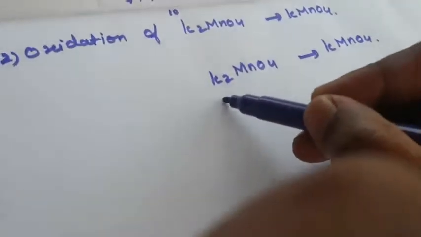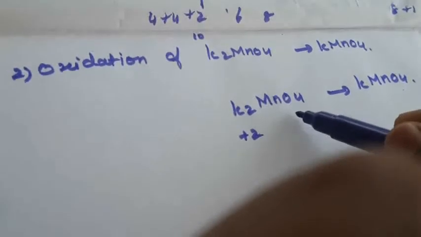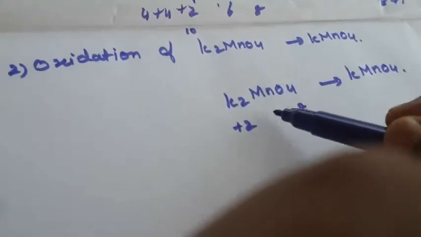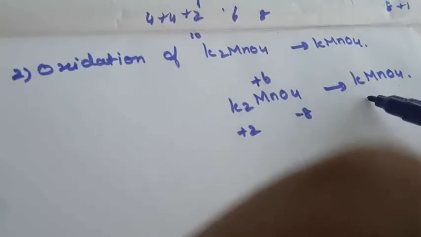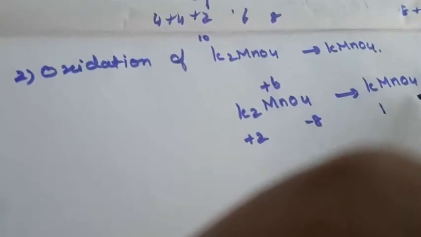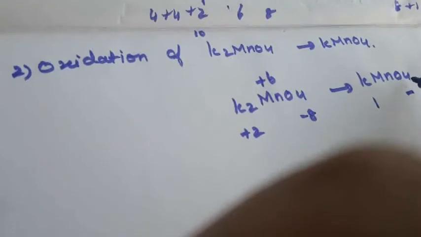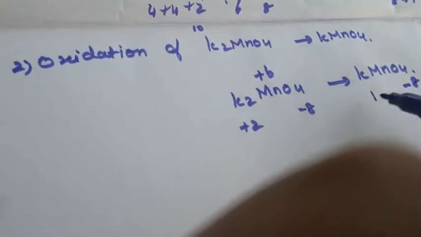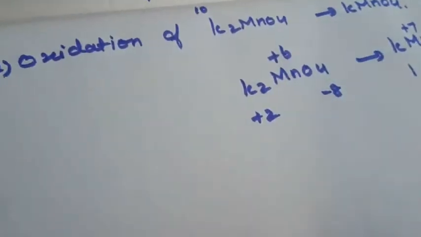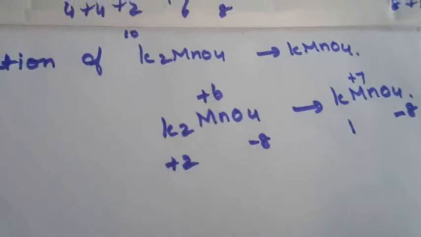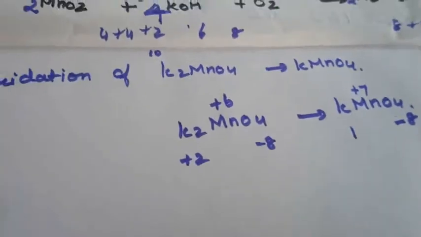In K2MnO4, potassium is plus 1 each, so plus 2, oxygen is minus 2 times 4, that is minus 8, so manganese has oxidation state plus 6. In KMnO4, potassium is plus 1, oxygen is minus 2 times 4, that is minus 8, so minus 8 plus 1 gives plus 7. So plus 6 is oxidized to plus 7, and the oxidation takes place.